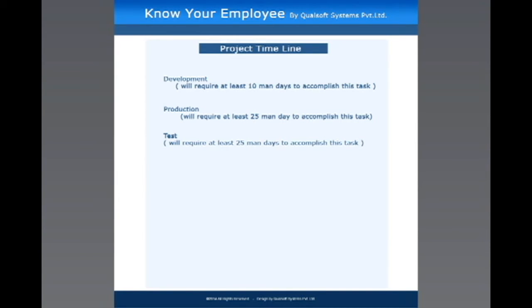Project timeline. Following are the different phases involved in application development and implementation, with individual timelines. 1. Development. Will require at least 10 man-days to accomplish this task. 2. Test. Will require at least 25 man-days to accomplish this task. 3. Production. Will require at least 25 man-days to accomplish this task.